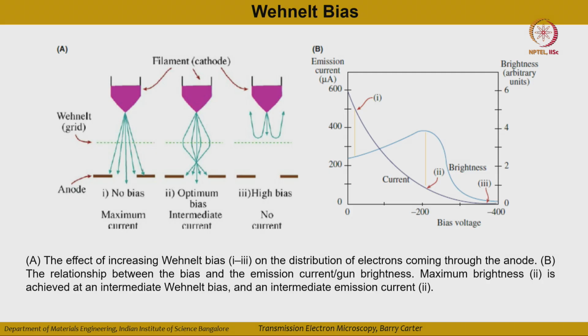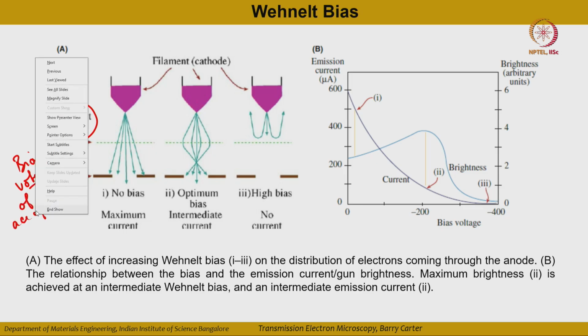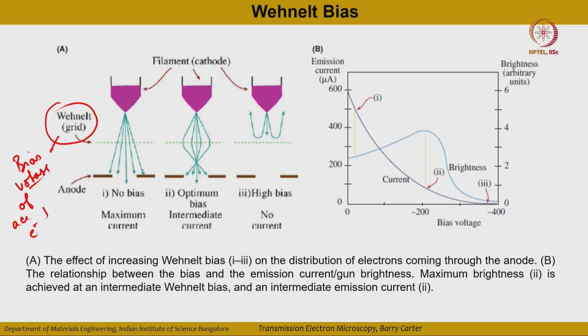Now here there is a very good example of the effect of bias voltage on the acceleration of electrons towards the column. Okay. So you can see that this is your filament, and this is the Wehnelt grid. You can assume this is a Wehnelt grid and this is your anode.